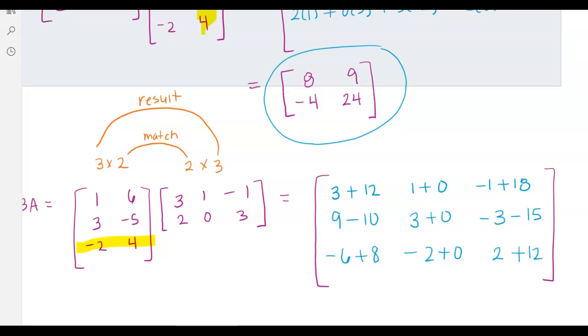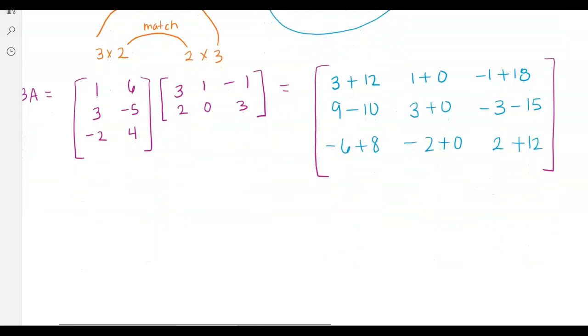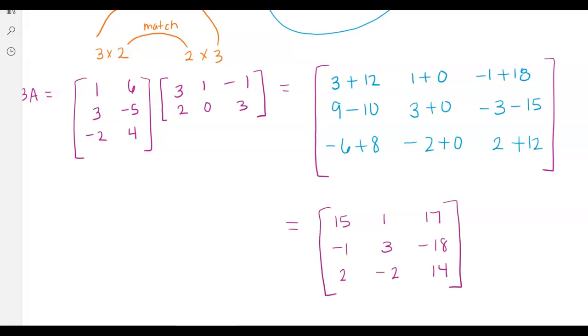Again, we don't really do this by hand very much anymore because we've got matrix calculators, but back in the day we did this all by hand. So our final answer here is going to be 15, 1, 17, -1, 3, -18, 2, -2, 14. 3 by 3 matrix as we were expecting, and that's our answer.